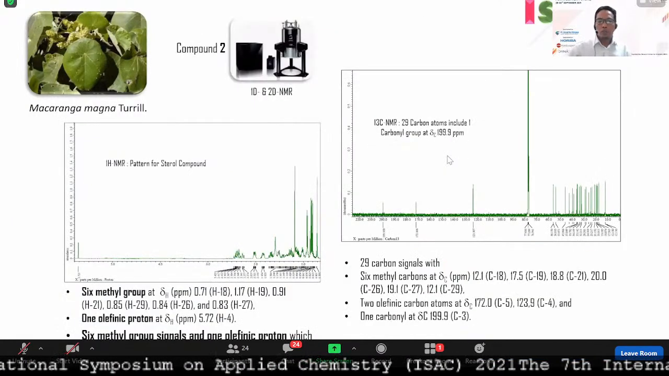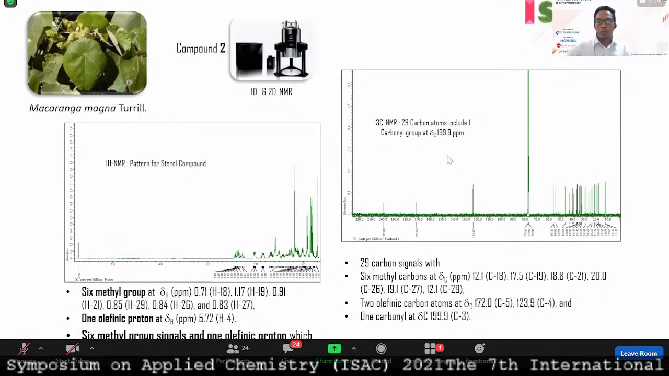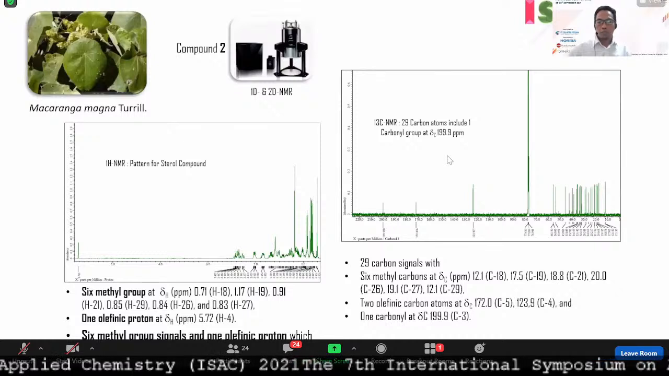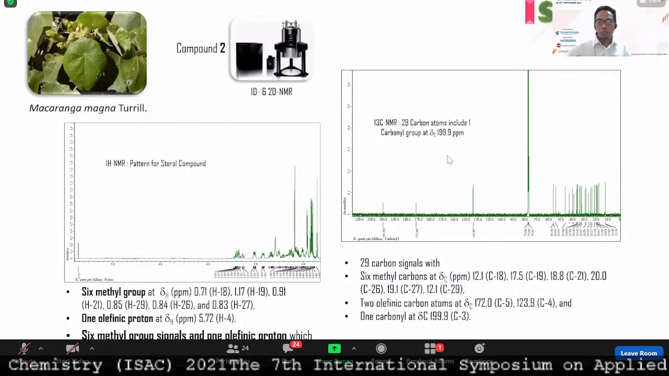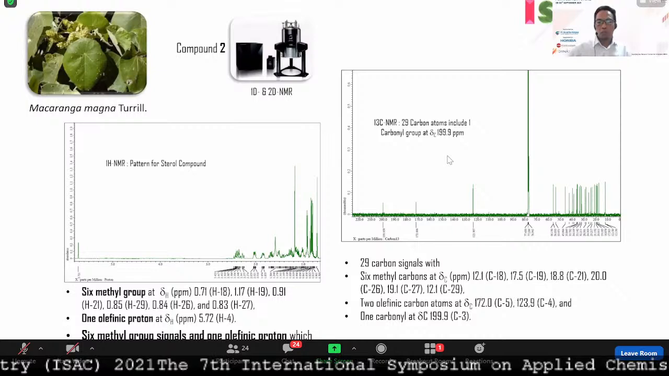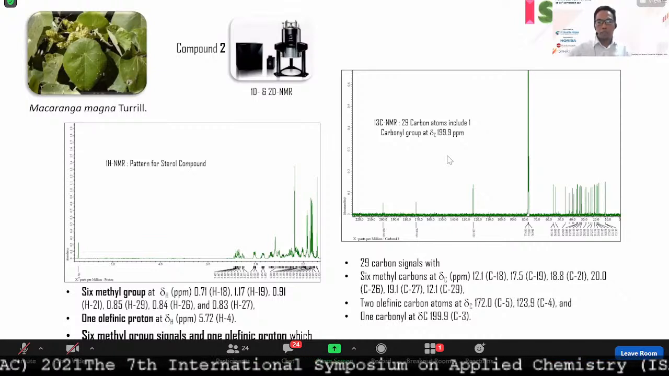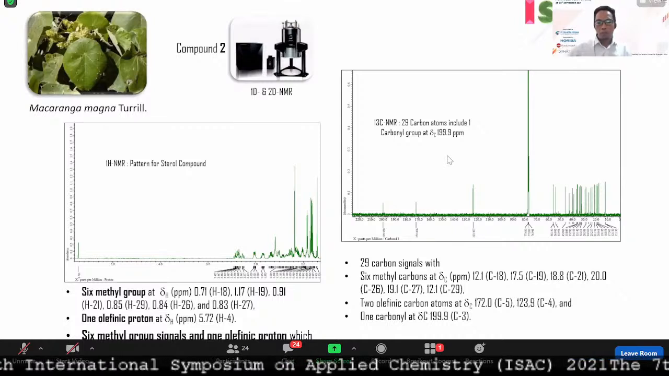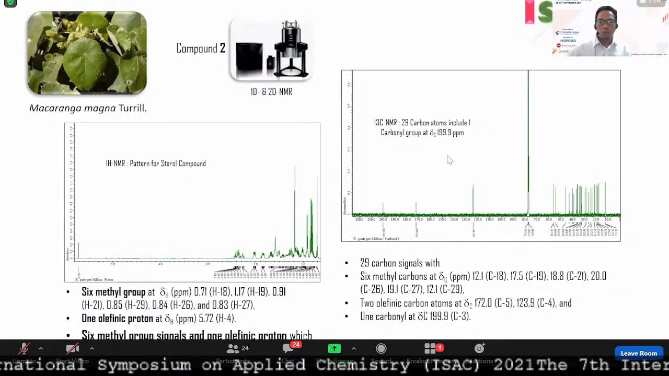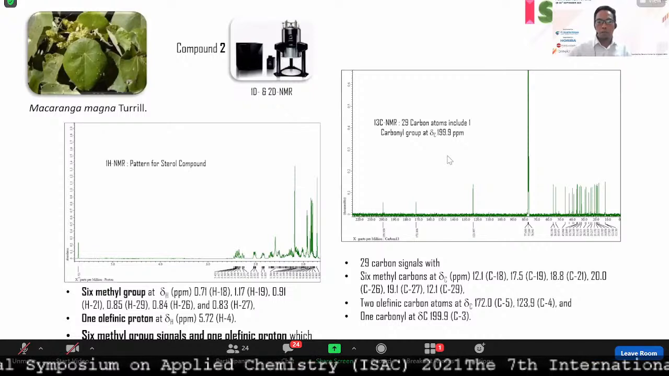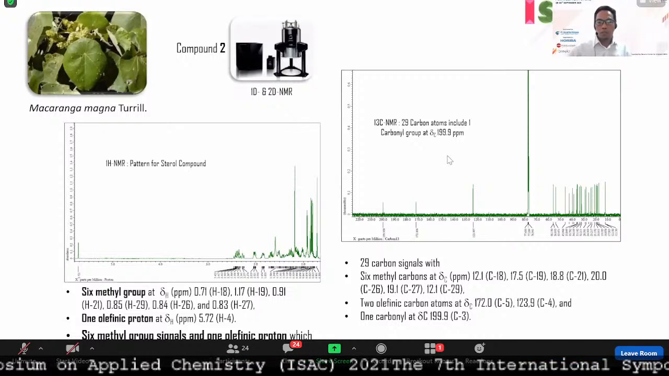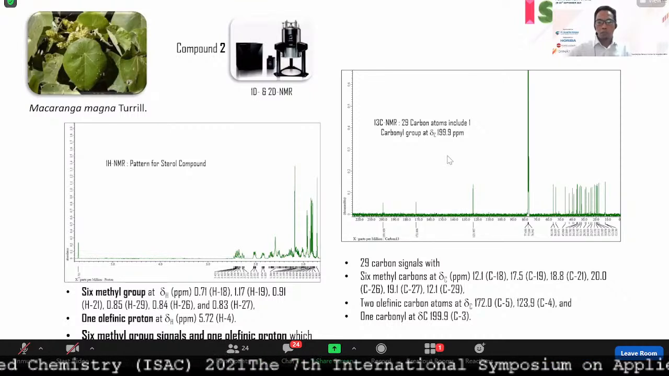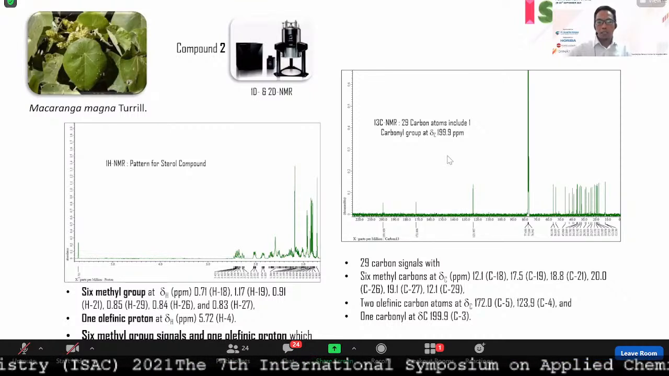For compound 2, proton NMR shows that this compound has 6 methyl groups and 1 olefinic proton. This proton profile of 6 methyl groups and 1 olefinic proton, which you can see in the proton NMR spectra, is characteristic of beta-sitosterol compound. From the carbon-13 spectra, we can also find that this compound has 6 methyl carbons, 2 olefinic carbons, and 1 carbonyl group, with a total carbon amount of 29 carbon atoms.